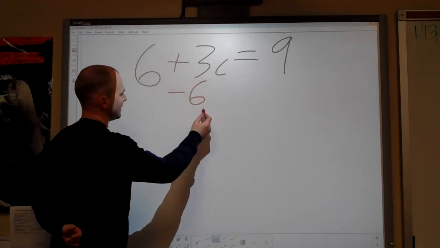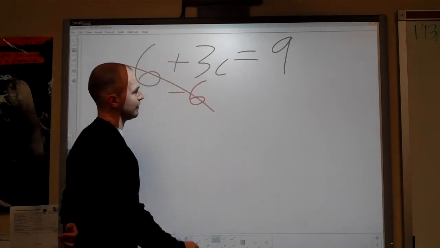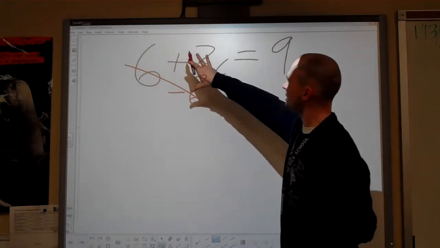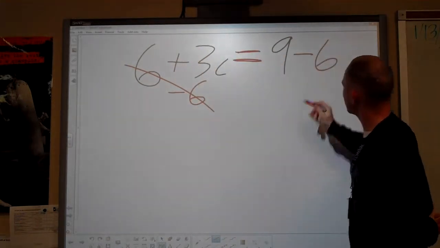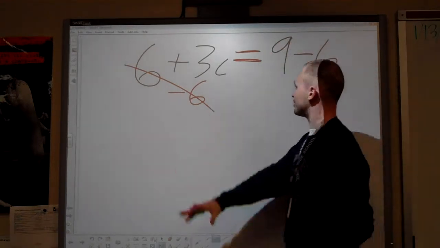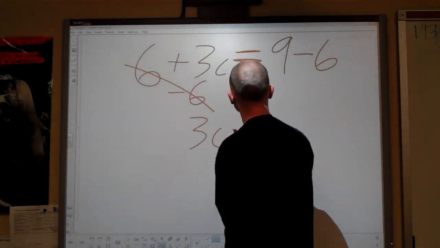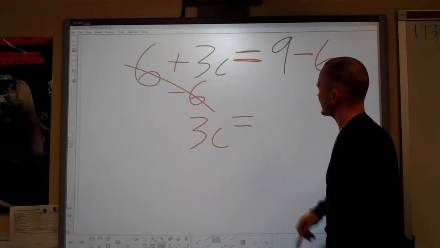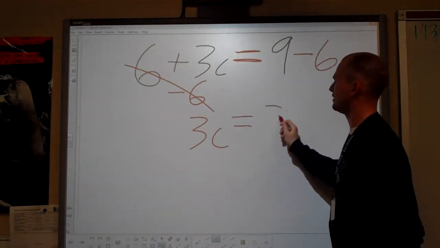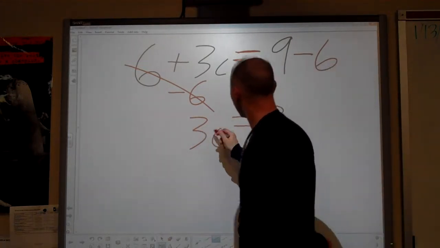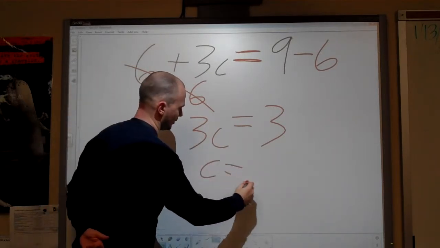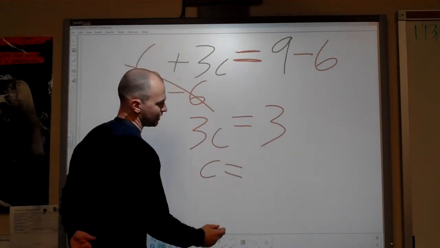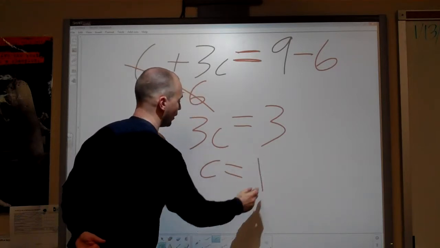Anything plus 6 minus 6, they cancel out. But if I subtract 6 from this side of the equation, in order to keep this thing equal, I've also got to subtract 6 from this side of the equation. So I got 3C equals 9 minus 6. 9 minus 6 is 3. So 3 times something equals 3. Well, in that case, C must equal, divide by 3, divide by 3. 3 divided by 3 is 1.